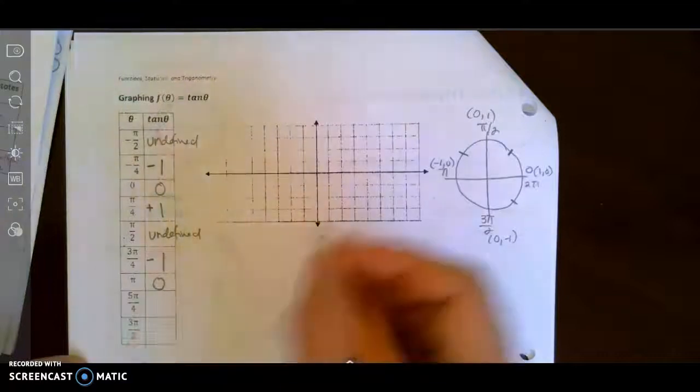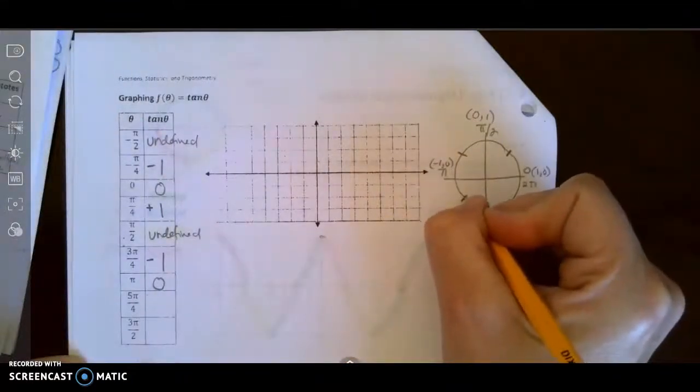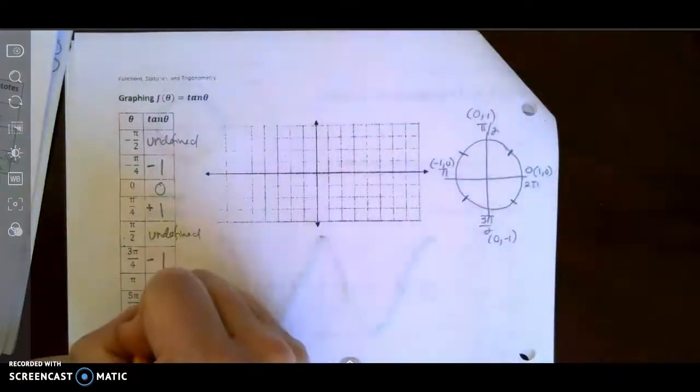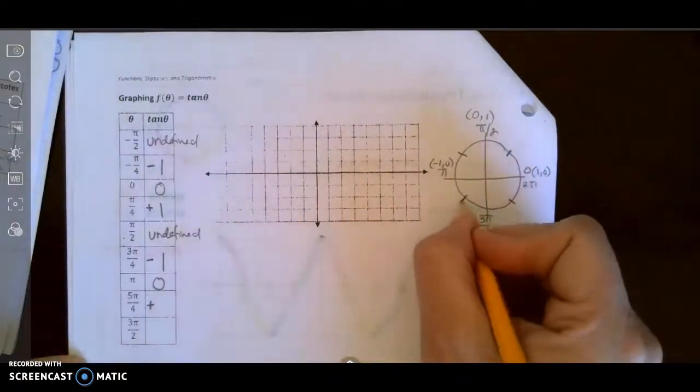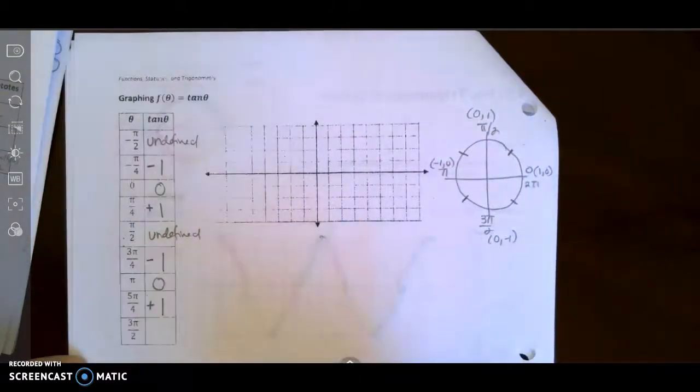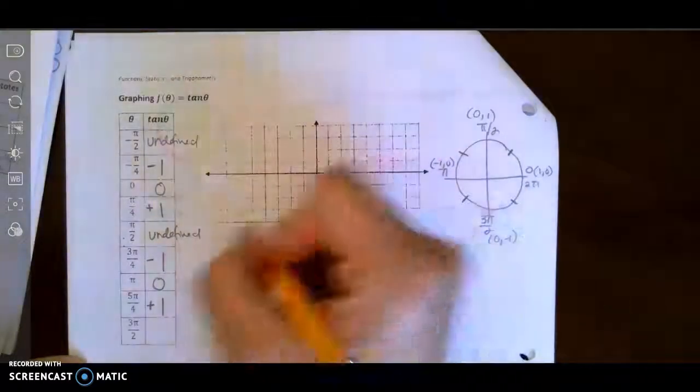And then at 5 pi over 4, which would be right here, I have a negative over a negative, which gives me a positive. And square root of 2 over 2 divided by square root of 2 over 2 is 1. And then at 3 pi over 2, I have undefined.